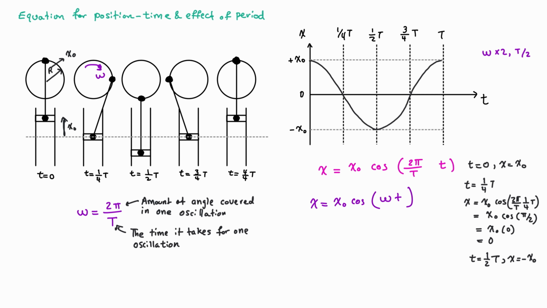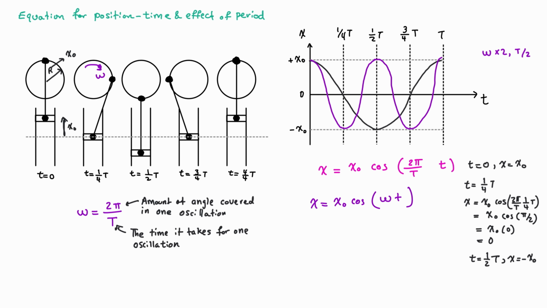And the way to graph that now would mean that within the same period, instead of having one oscillation, we're now going to have 2 oscillations, and the graph will look something like this. Another way of thinking about it is that if we're moving this faster, if it's rotating faster, we're going to get more oscillations per unit time.